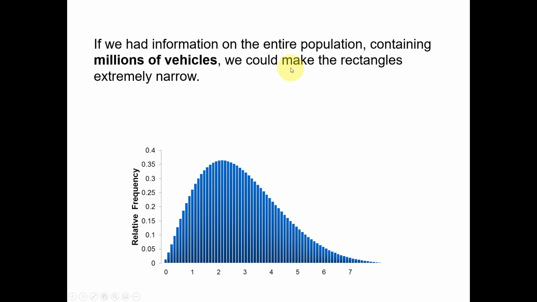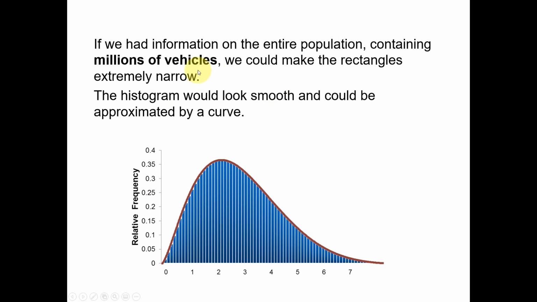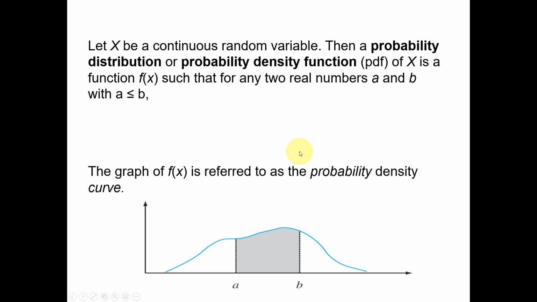Now, if we had information on an entire population containing millions of vehicles, we could make the rectangles extremely narrow because we have millions of data points. So bin interval width won't really matter that much because it's going to be a large continuous distribution, like so. And the histogram would look smooth and could be approximated by a curve. And you see that here. And you also know that this is a skewed right distribution that tails off to the right.